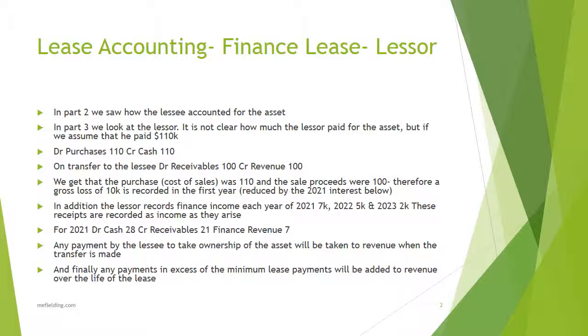Now what's happening in this slide is that we're looking at the lessor. It doesn't actually tell you in the example exactly how much they paid for the asset, but it gives you the list price. So assuming that you're a student, you will assume that that's the price that the lessor paid for the asset.